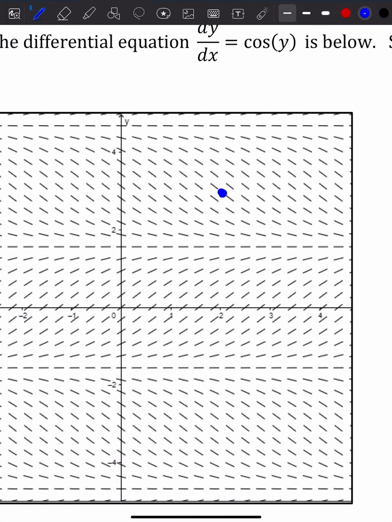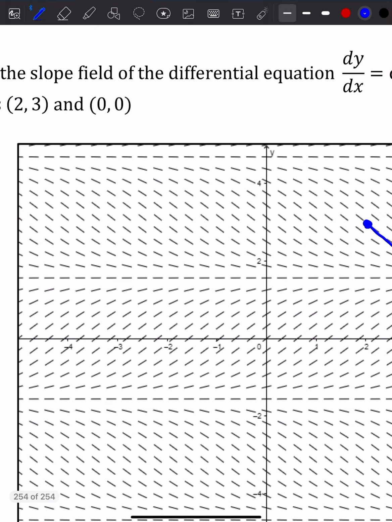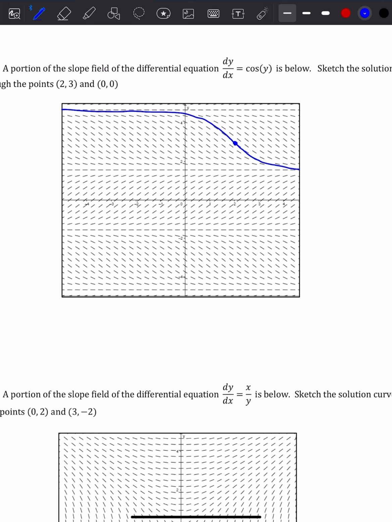All we're going to do now is follow these slopes. If I look forward, to the right of where my point is, our lines kind of go down, and then they kind of flatten out here. If I look at the other end of this, they go up, and then they kind of flatten out this way. So our solution curve looks something like this.